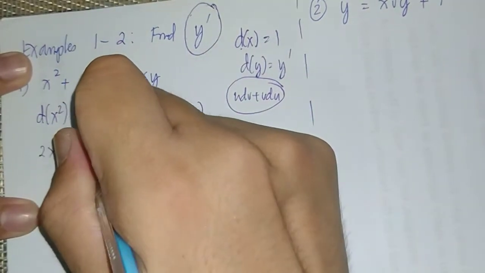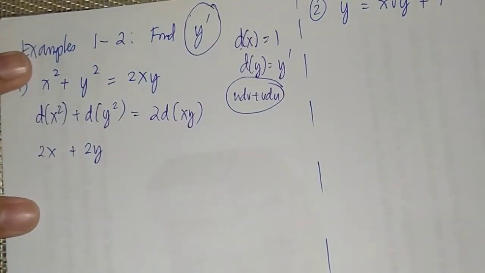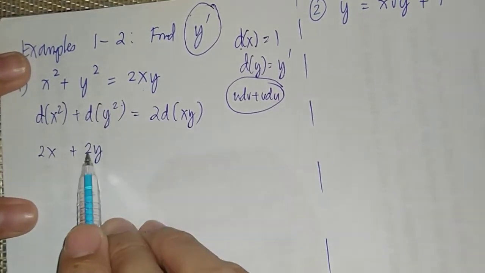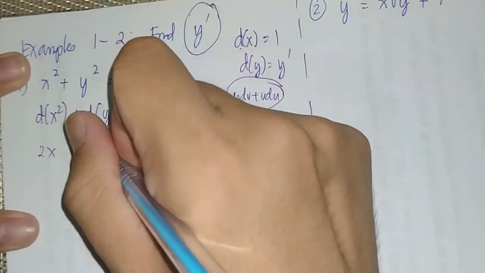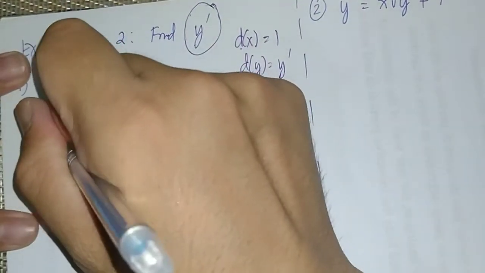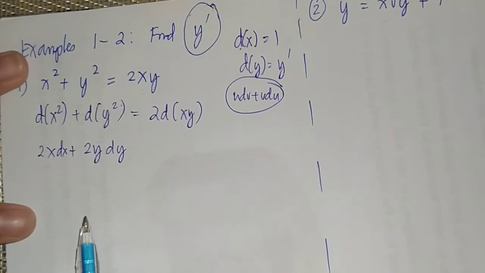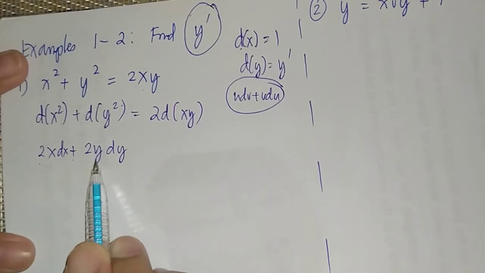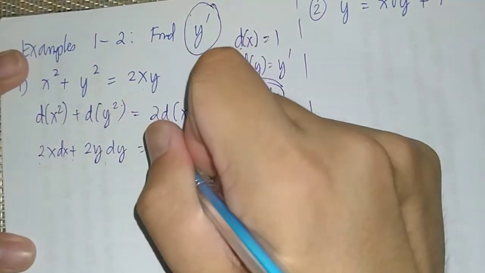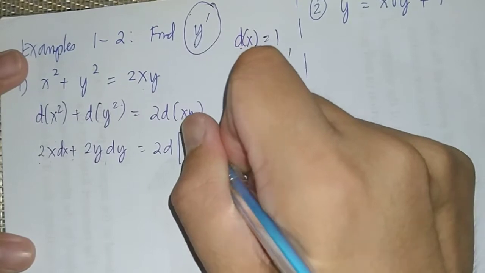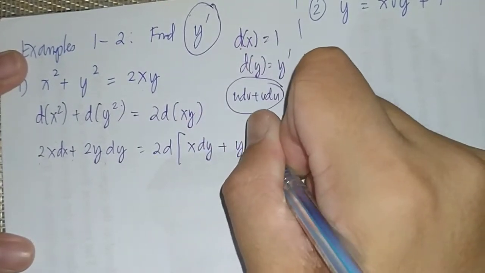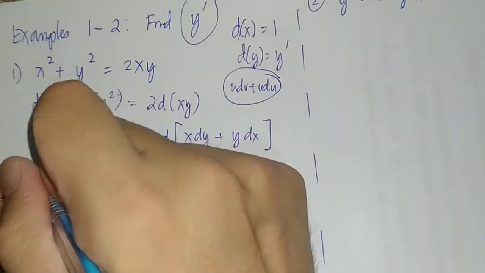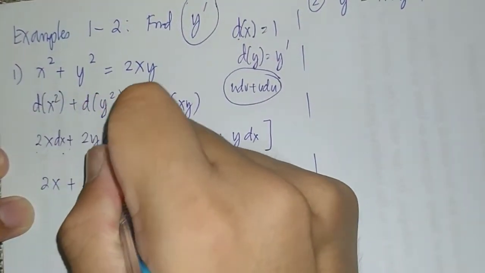Derivative of y squared, gamit ang power formula. So, that 2 pupunta sa unahan, then y prime. Diba kung general power formula ang gagamitin natin? That's n u to the n minus 1 times du. Plus 2y dy is equal to 2 derivative of x dy plus y dx. So, again, derivative ni x is 1. So, this is 2x plus 2y y prime.